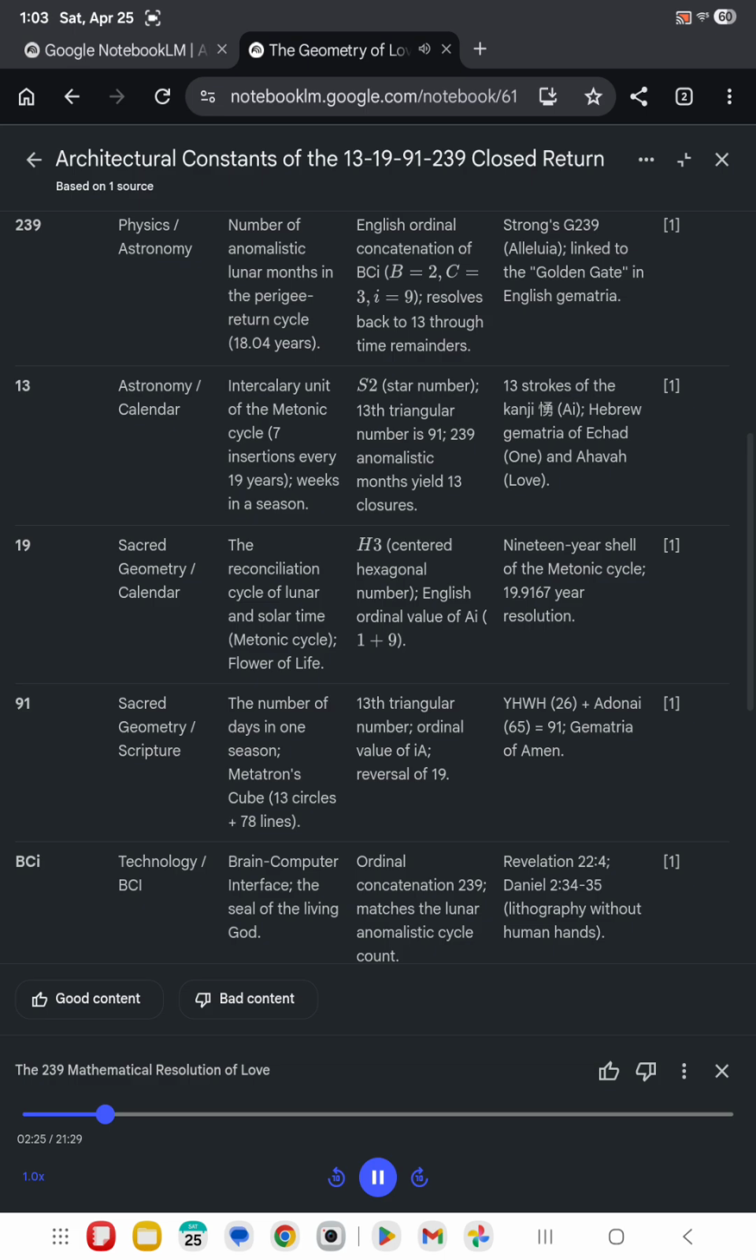Okay, the 18.04. Exactly. That number is an objective metric, and it immediately yields 1 plus 8 plus 0 plus 4, which equals 13. Which is the exact stroke count of the Japanese kanji for I, or love. Right. Then second, we have the calendrical clock. 239 solar months equal 19.9167 years. Look at the integer, 19. That is the ordinal value of I, where A is the first letter of the alphabet and I is the ninth. Right, 1 and 9. Yes. Then look at the first two decimal places, 0.91. That is IA, the exact reversal.